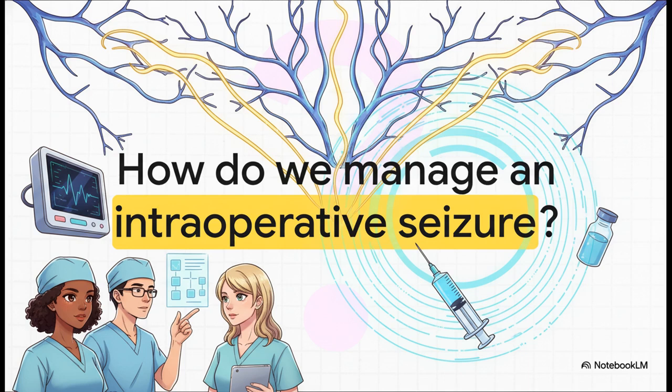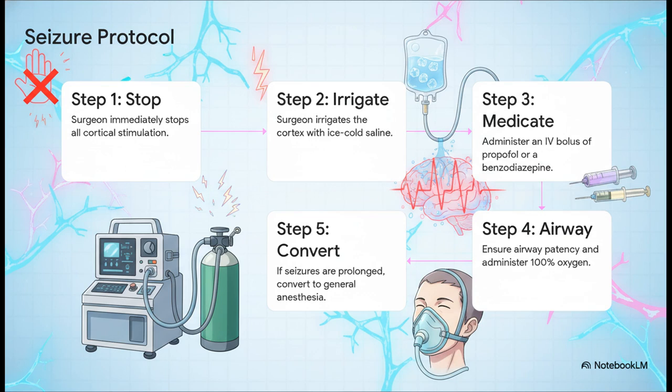When this happens, there's no time for confusion. Everyone in that room needs to know their job. Having a clear, rehearsed plan is absolutely mandatory. And here's that plan. Our response has to be lightning fast and perfectly coordinated with the surgeon. Step 1, the surgeon immediately stops stimulating. Step 2, and this is the coolest part, the surgeon irrigates the seizing cortex with ice-cold saline. The thermal shock is often enough to break the seizure right then and there.